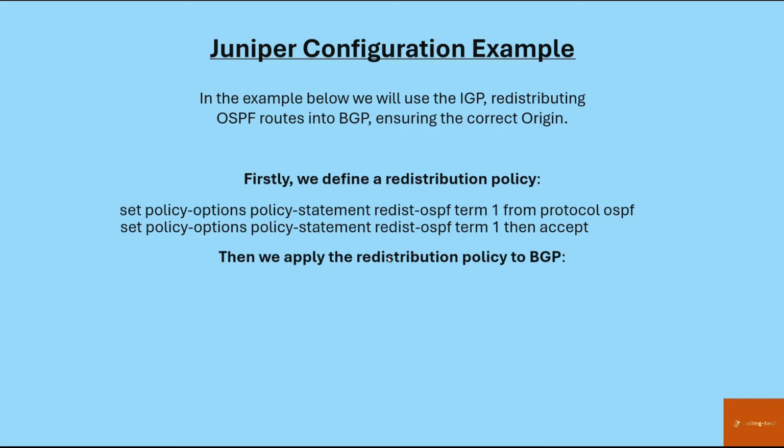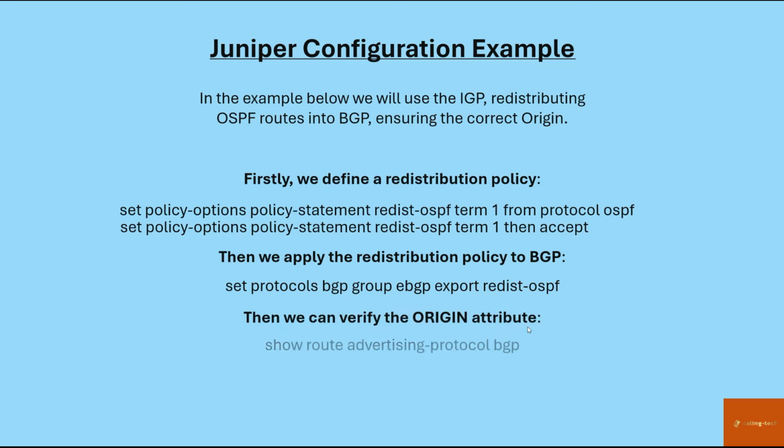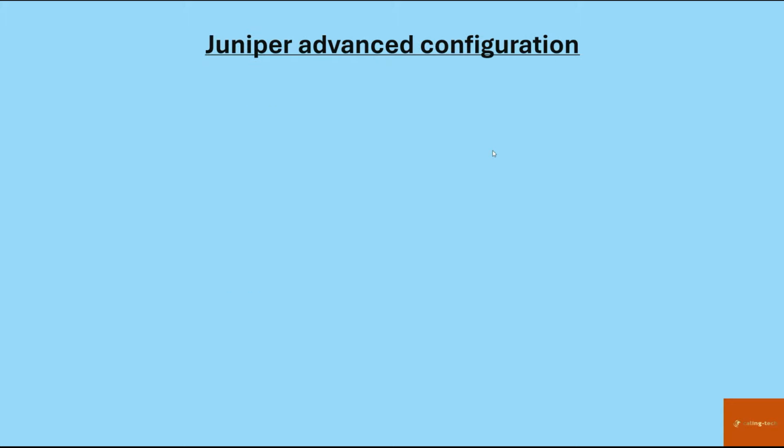We then have to apply that redistribution policy to our BGP group, and we do that via set protocols bgp group, your group name, in this case eBGP, and we export the redist-OSPF, which is the name of the policy from the first step that we noted above. Then we can verify the origin attribute by doing the show route advertising-protocol bgp. So let's have a look at an advanced configuration. They're still simple configurations, but this would be a slightly advanced one on the previous config.